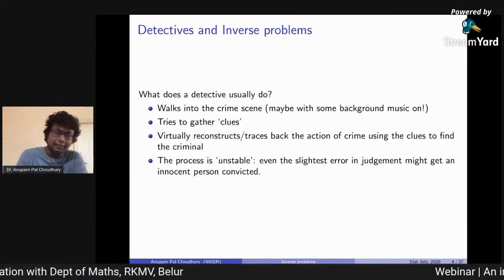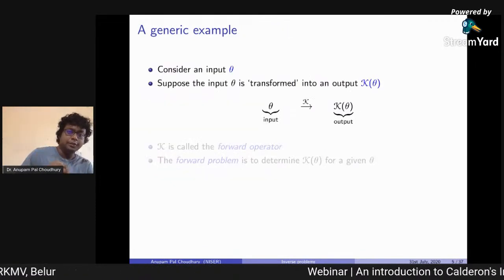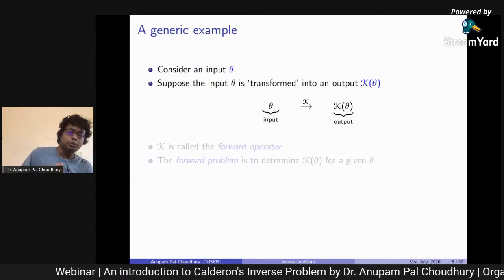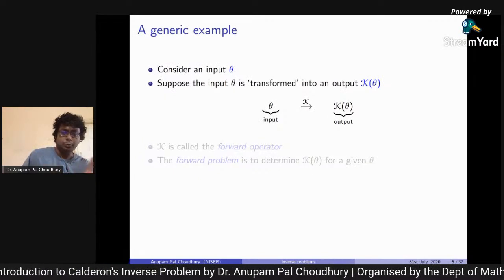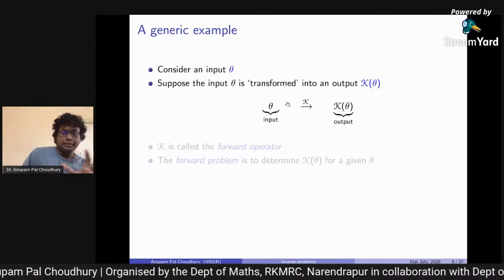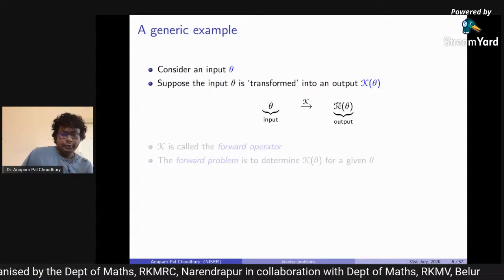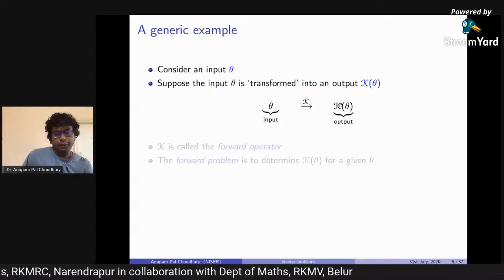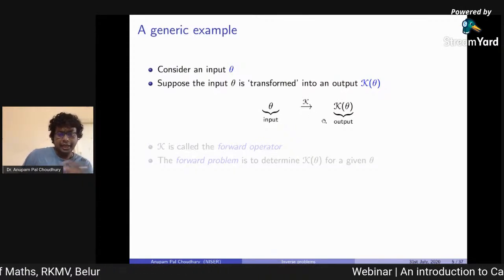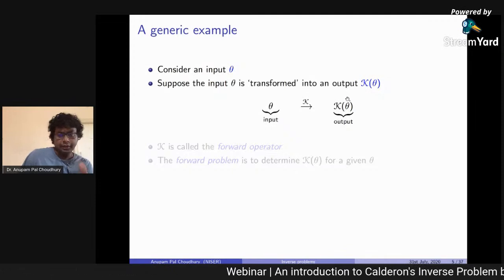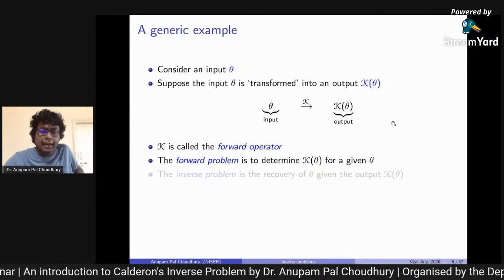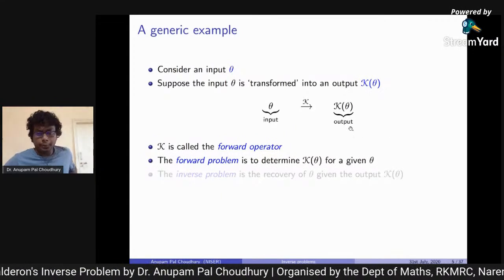So let's try to understand a very generic example of an inverse problem. Just consider an input theta. There's some input theta here, and suppose that this input theta is transformed into an output. Let's call it k theta. So this k is the action. It transforms theta to k theta. Then this k is called the forward operator.